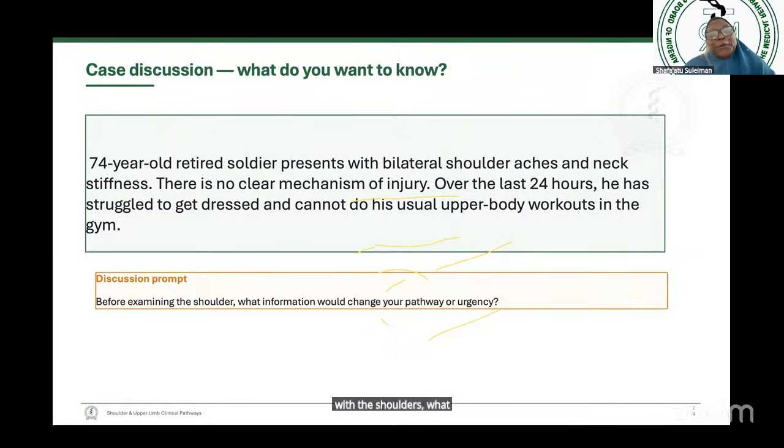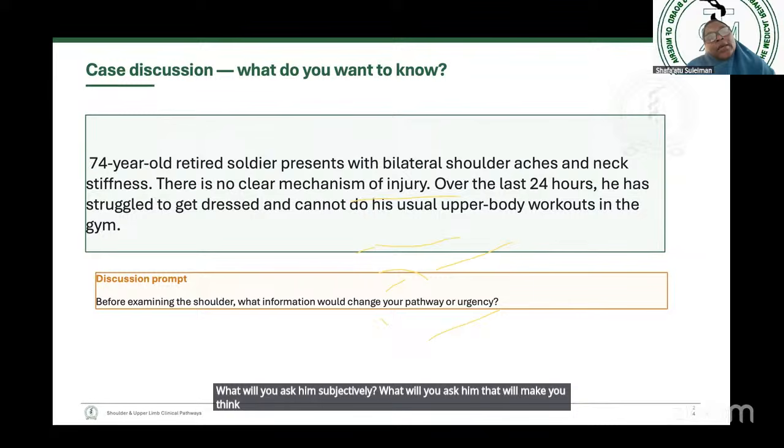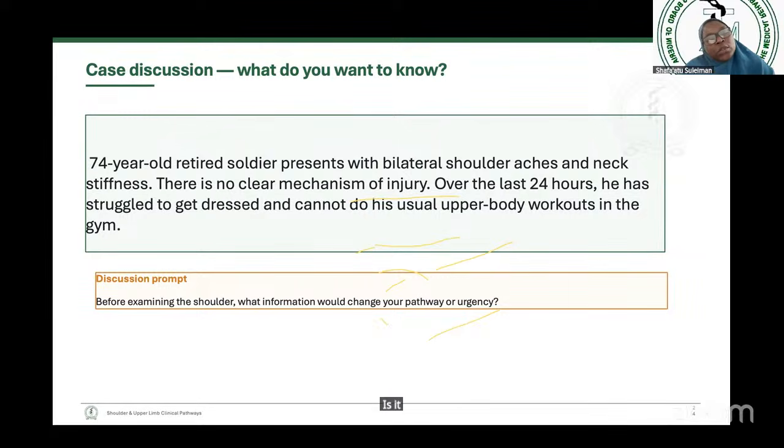What would you want to know? What will you ask him subjectively? What will you ask him that will make you think, is it the shoulder or is it something else causing the pain?